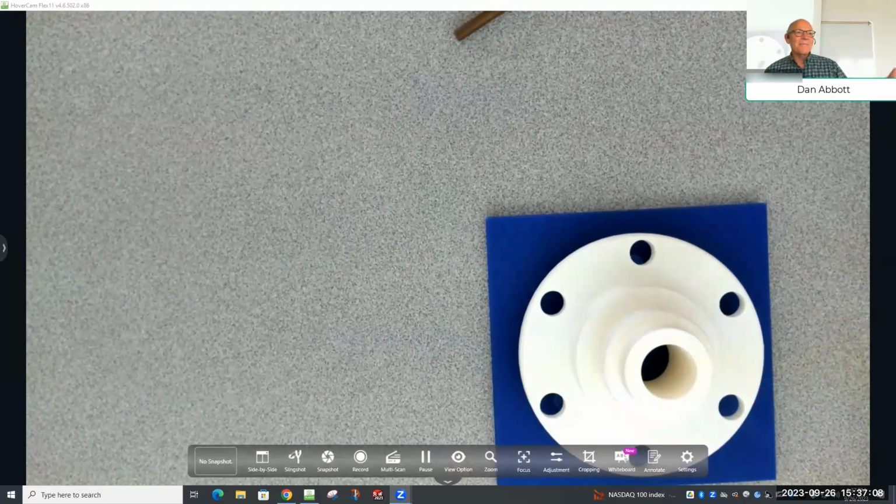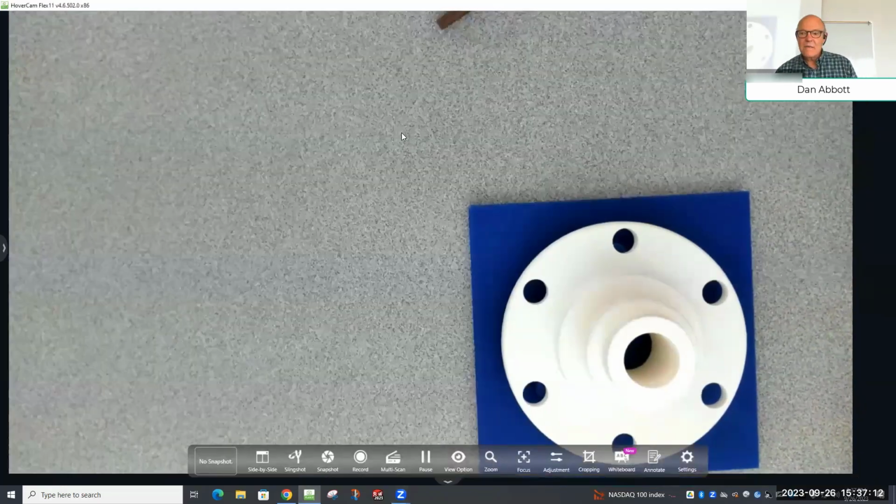So I'm going to use this document camera. Oh, thank you. Paul just turned off the fan. I feel like I just got my hearing back.